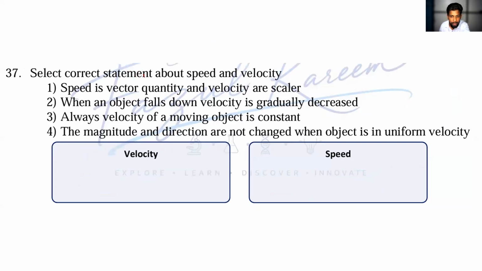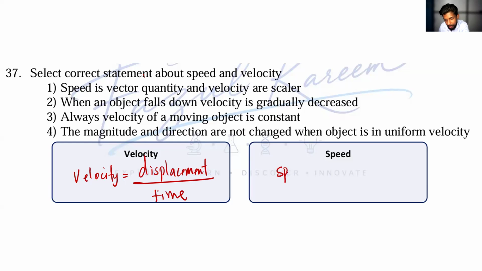Can anyone tell me the answer for this one? Velocity is a vector quantity. Normally we wrote that, right? Speed is a scalar quantity. We'll write the equation for the velocity. Can anyone tell what the equation for the velocity is? Displacement over time. Very good. For the speed, what is the equation? Distance over time. Very good.